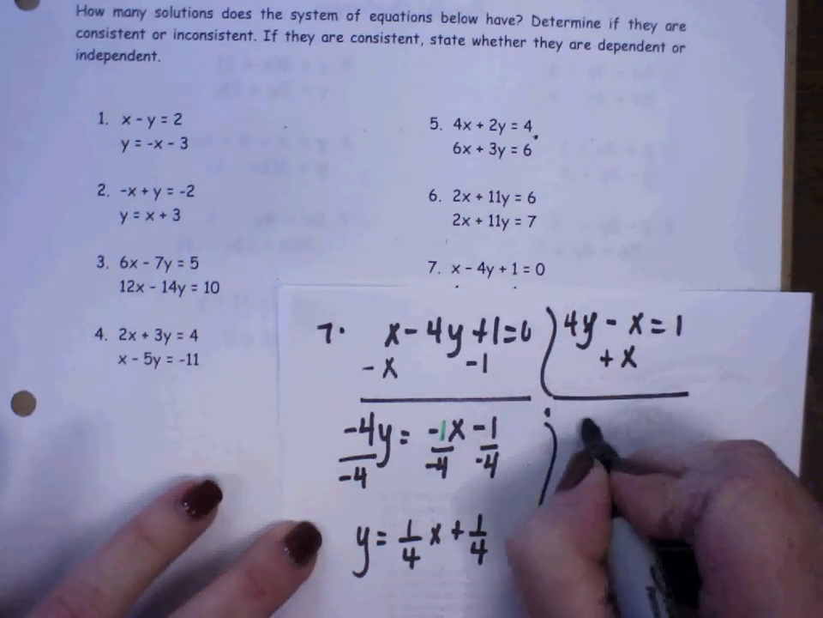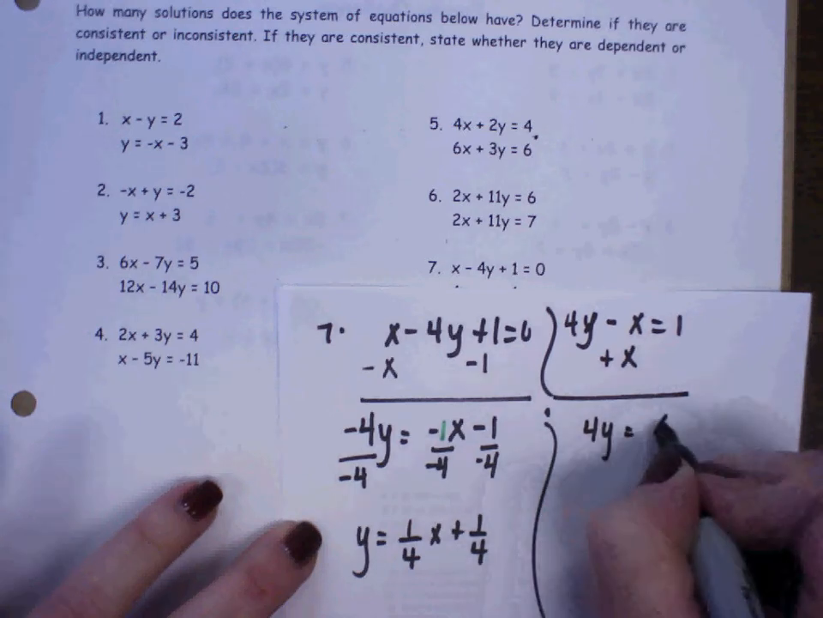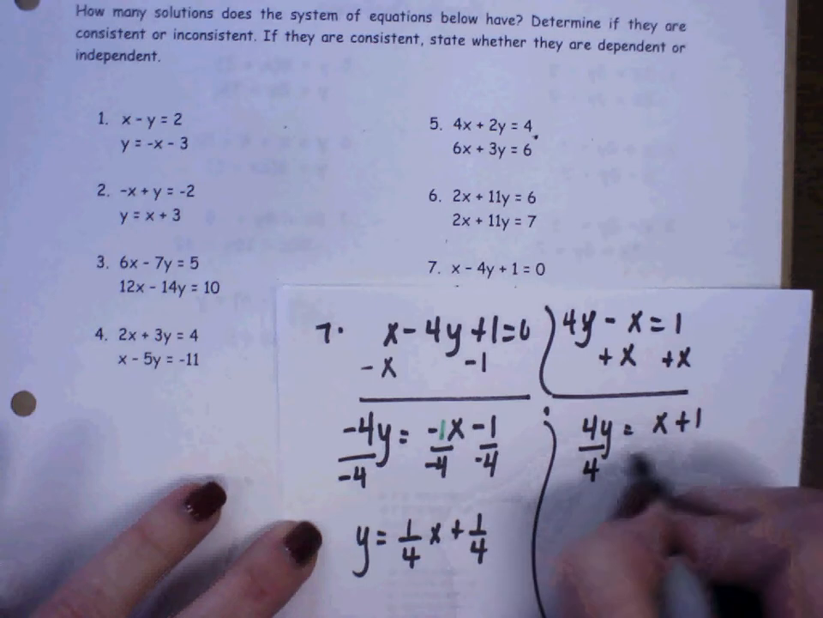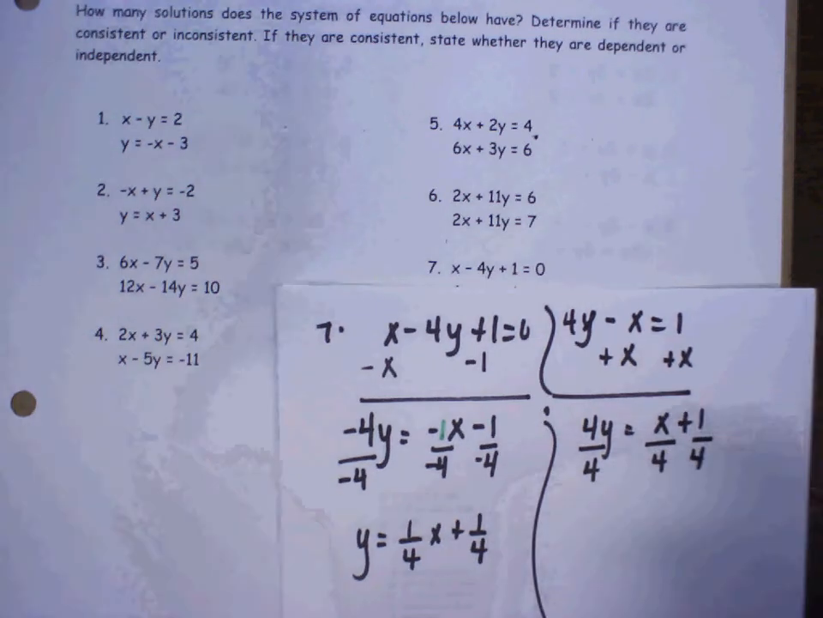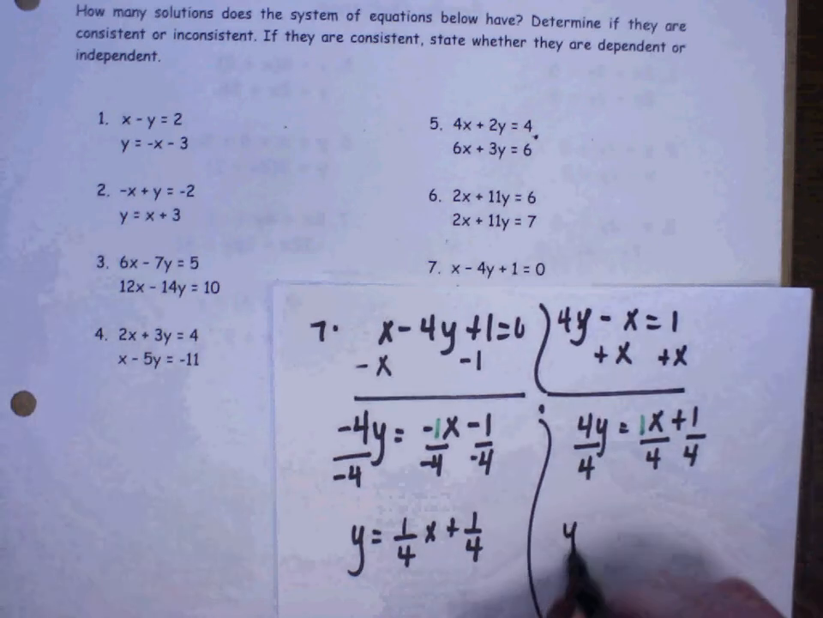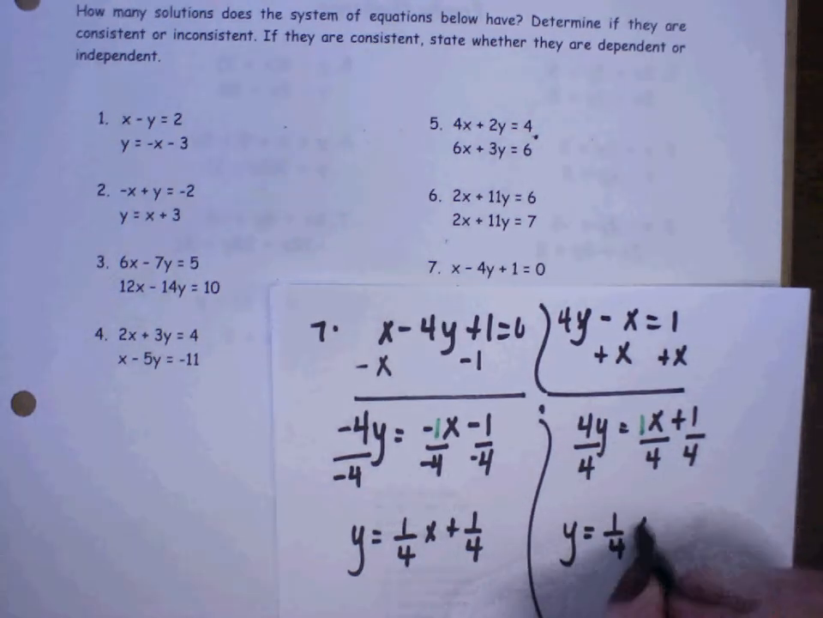So 4y equals x plus 1, divided by 4. Can't forget my invisible 1. So y equals 1/4 x plus 1/4.